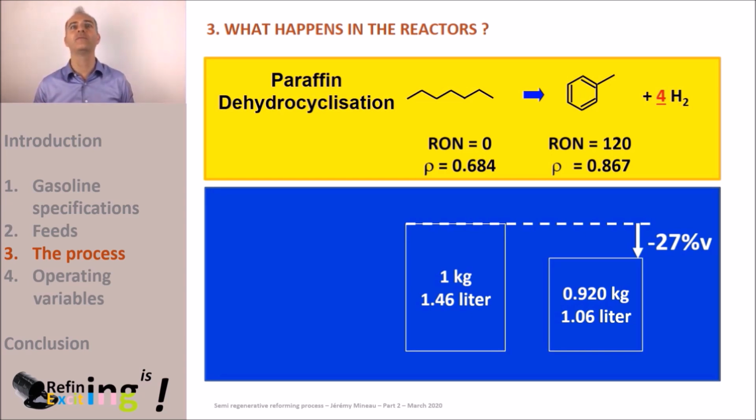If you remember the diagram showing the distribution in paraffins, naphthenes and aromatics in the previous video, with these first two reactions, we undertook the transformation of a large part of the low octane number molecules. But this is only the beginning.